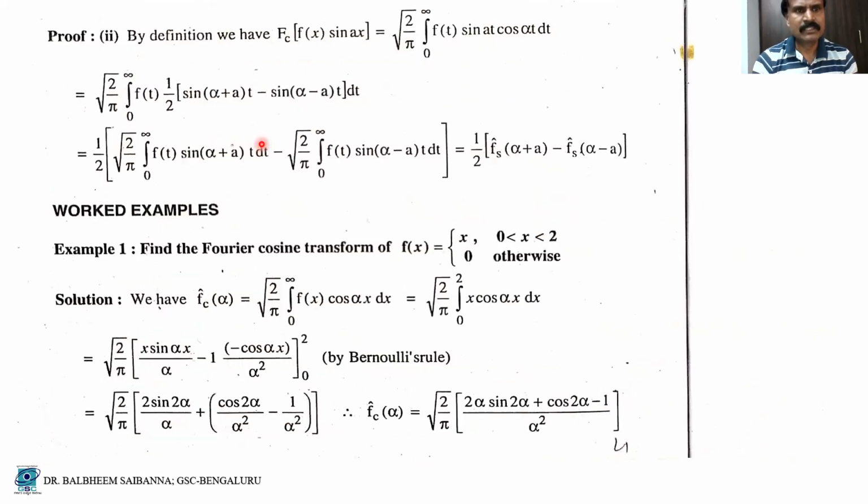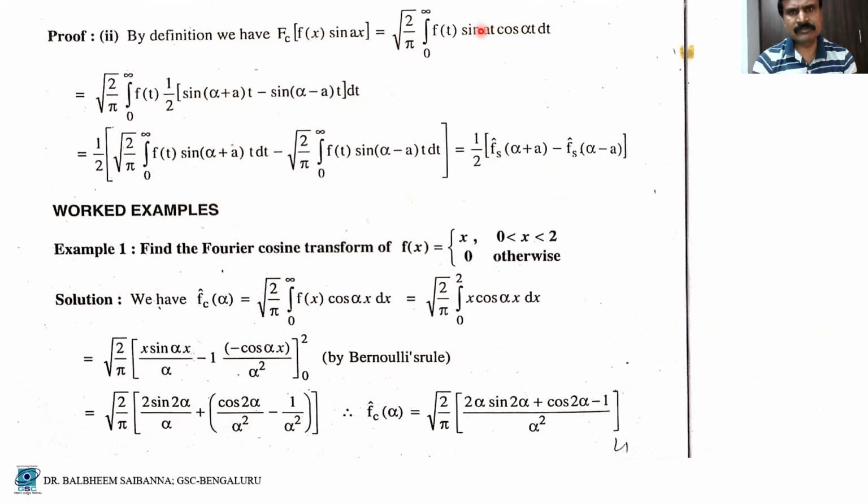Now, second proof. By the definition, we have Fc of f of x sin ax is square root of 2 by pi integral 0 to infinity f of t sin at cos alpha t dt. This is the definition of the Fourier cosine transform. Then root of 2 by pi as it is, 0 to infinity as it is, f of t.